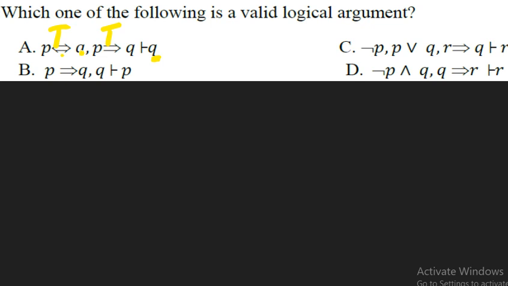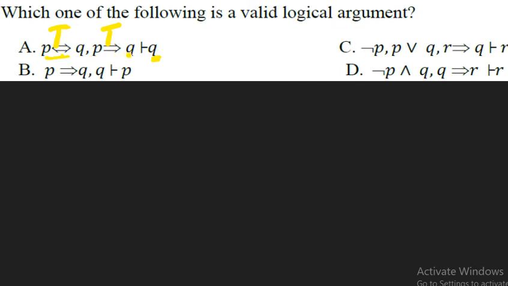Now P implies Q, true means either both true or both false. We don't know about P or Q each, but we can say that both must be true or both must be false to make the whole statement true. Okay, what about the second part?